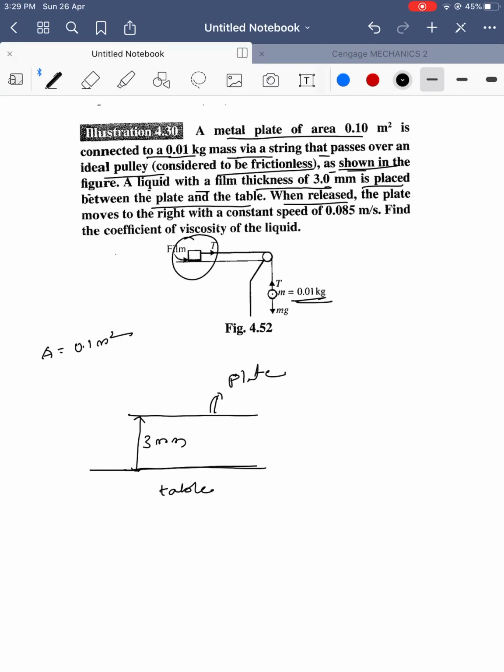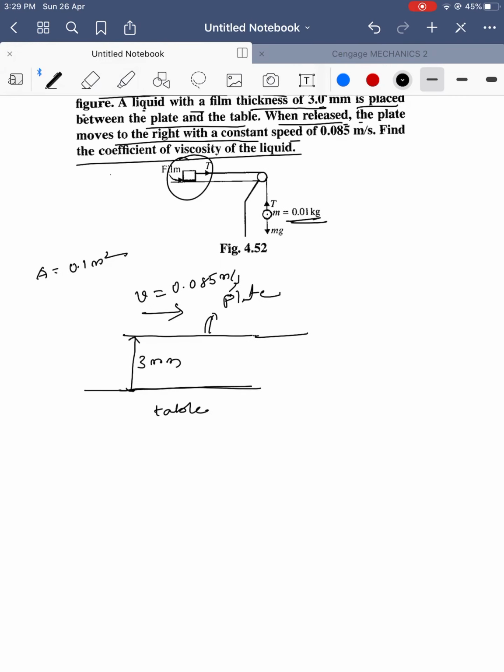When released, the plate moves to the right with a constant speed. It is moving towards the right in this direction with a velocity of 0.085 meter per second. Find the coefficient of viscosity of the liquid. Now what is given? Pulley, the rope is connected to the plate. So let's draw a free body diagram for each body. I am writing the free body diagram for the film.